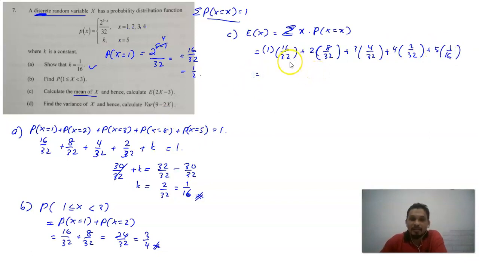Okay, so 16 over 32, plus 2 times 8 equals 16 over 32, plus 3 times 4 equals 12 over 32, 4 times 2 equals 8 over 32, plus 5 over 16. Changing 5 over 16 in terms of 32, 5 times 2 equals 10 over 32. Okay, so then 16 plus 16 plus 12 and 8 plus 10 equals 62 over 32.